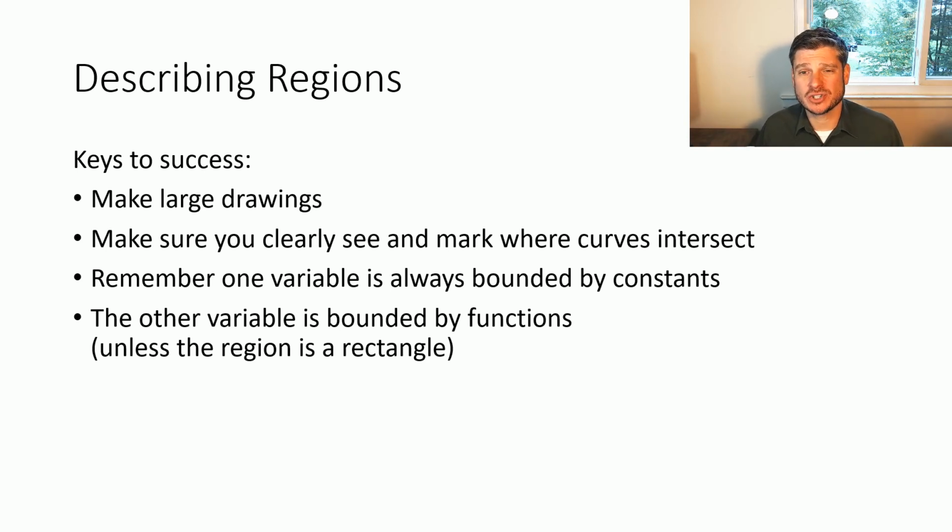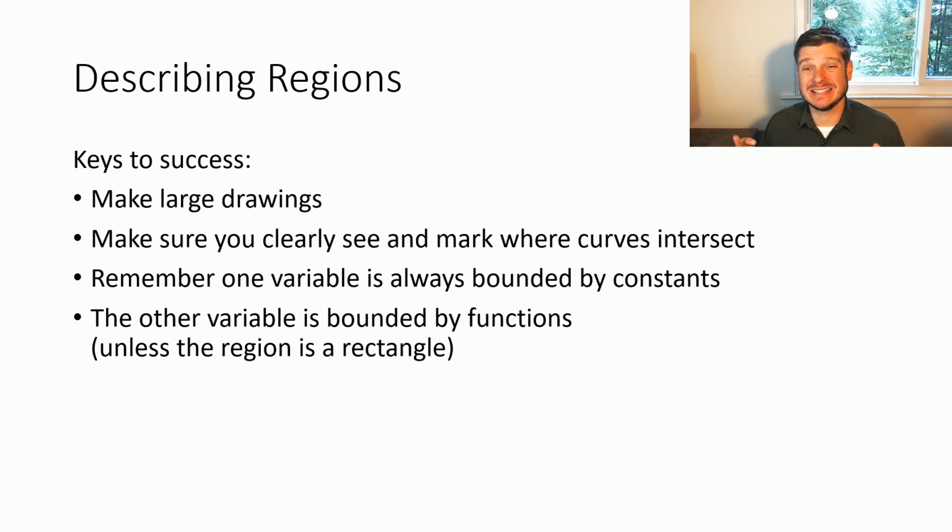But make those large drawings, sketch it all out, use technology if you need to, because there are sometimes where these functions can get really tight together, and if you don't see what's going on, you'll absolutely set up your bounds wrong. So also make sure that with that large drawing, you clearly mark where all of the curves intersect and find those intersection points, because we might have to change the bounds there. And then also try to remember that always one variable is going to be bounded by constants, and see which one that is. Now, sometimes it's obvious, sometimes it's not. Sometimes you could choose either one, without any real loss of generality.